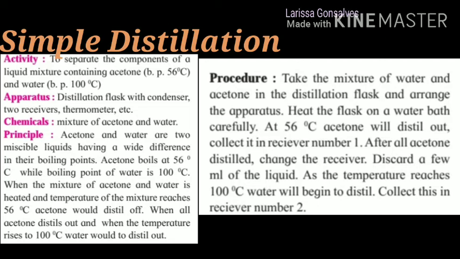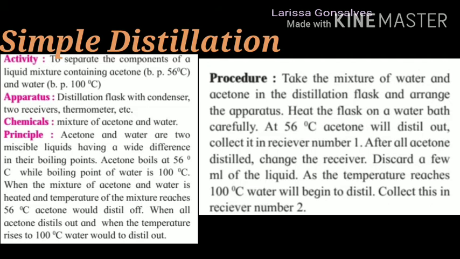How do you carry out the experiment? So we take the mixture of water and acetone in the distillation flask, or it is also called as the round bottom flask, and we need to arrange the apparatus. Then we have to heat the flask, keeping the flask on a water bath carefully. We are placing the round bottom flask on water bath because we are using a volatile liquid, that is acetone. At 56 degrees Celsius, acetone will distill out and it will be collected in the receiver.